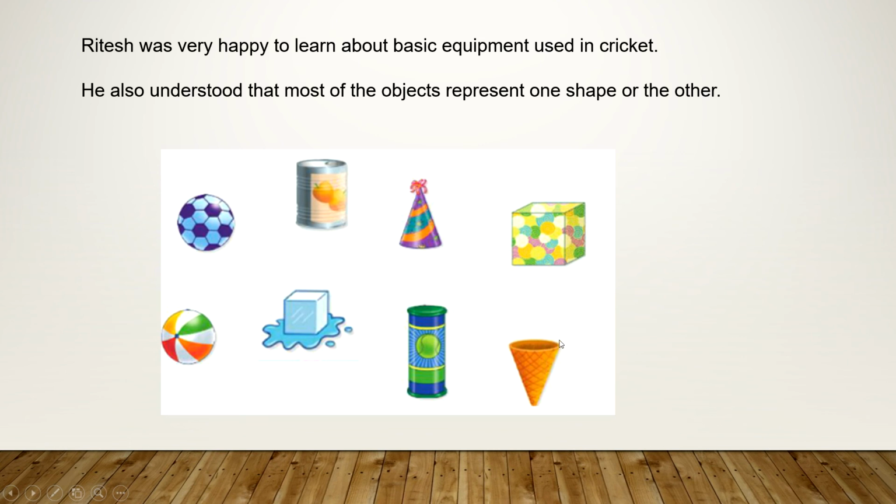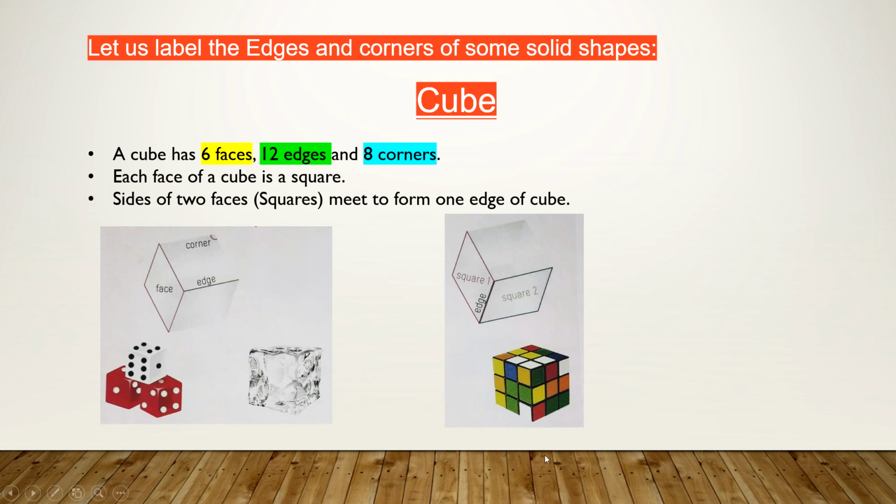This again is an ice cream cone. You might have heard ice cream cone, we call it a cone. So this is the cone shape. This is a cube. So finally he observed all these shapes, and he can relate these shapes with one or the other solid shapes. Now we'll look at the cube. We'll see the cube in detail.